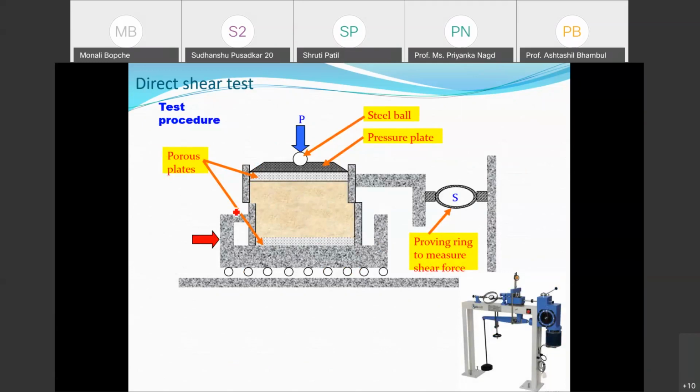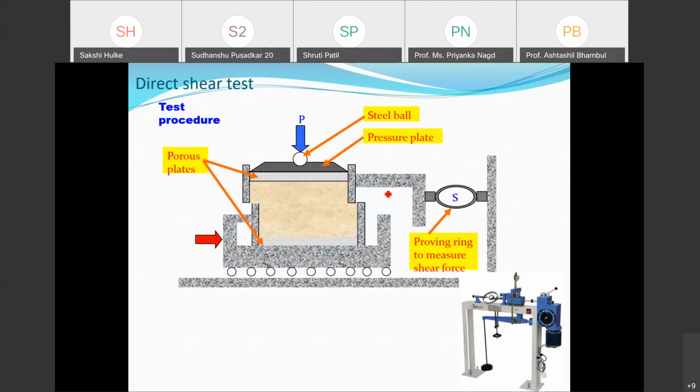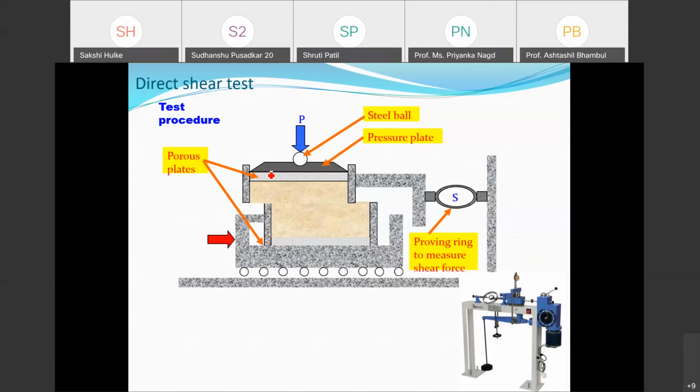How? This is a box, in one line, and the soil is filled here. I am applying the normal load on this side, and then the upper half is held constant while the lower half is moved out. You can see slowly how it moves. This is placed on rollers, so the lower half moves out and the shearing takes place along this plane.